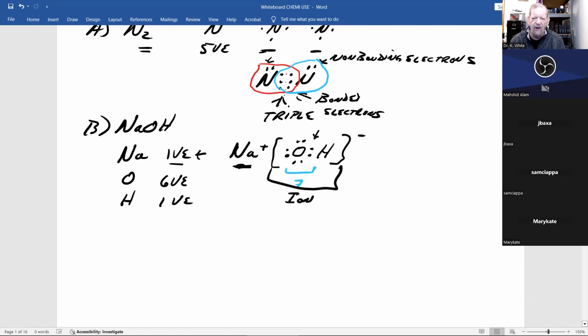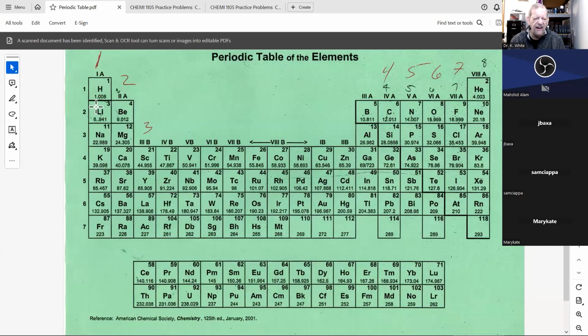And you should know that for the first and second column, except for hydrogen, they never, ever form covalent bonds. They always form ions that give up their valence electrons and are in an ionic bond.